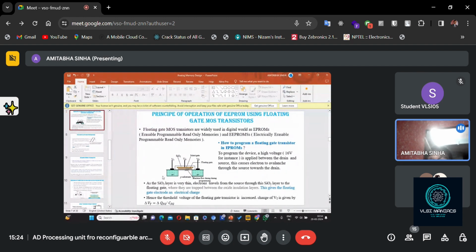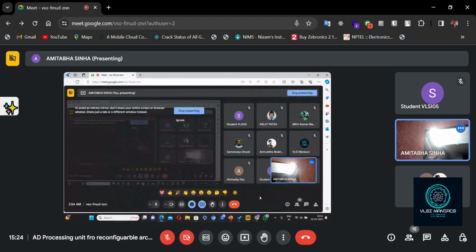So in a nutshell, we can say that if charge is trapped between the control gate and floating gate, if I say this is 0, then if there is no charge, that will be 1, or vice versa. So this is the basic mechanism of non-volatile memory, which is based on the floating gate memory. So any question?